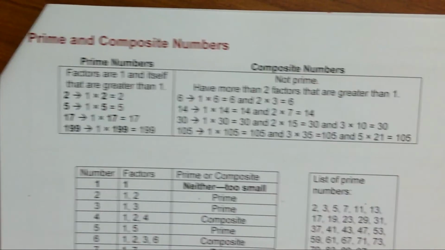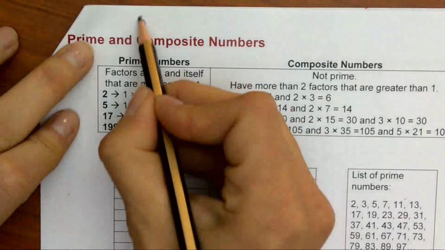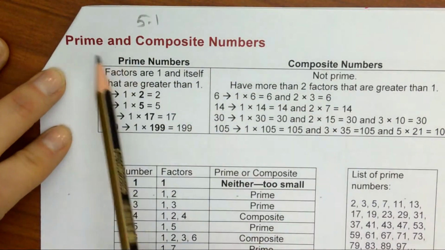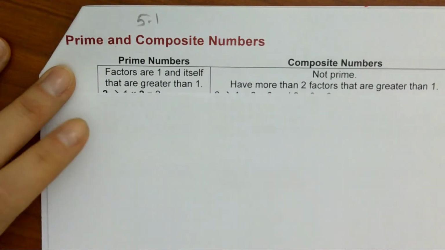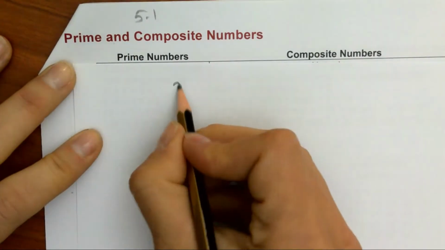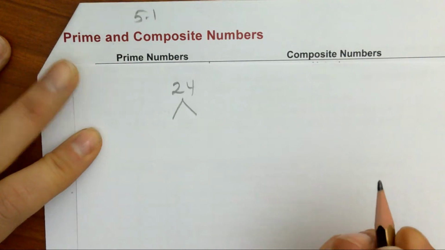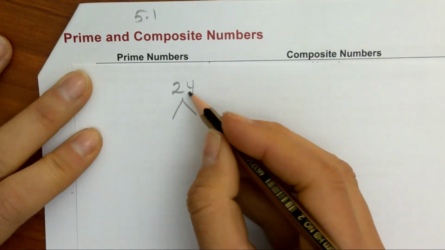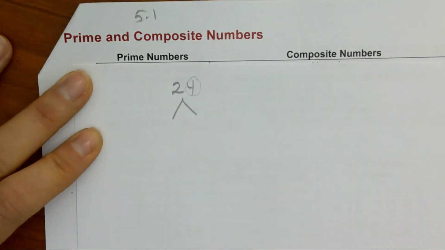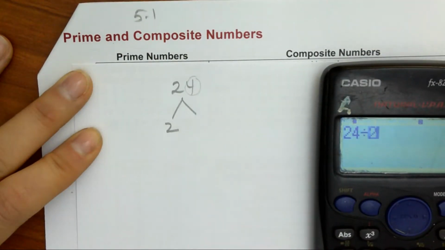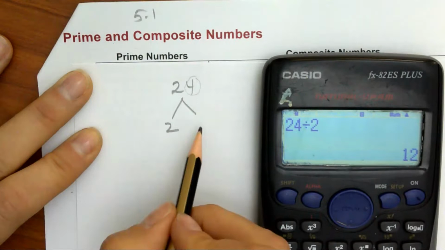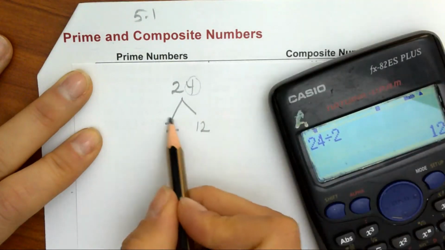Okay, so we're still doing 5.1, and we're doing prime and composite numbers. So if you remember, if I have 24, can I make 24 smaller? Well, 24 is even, so I can divide it by 2. 24 divided by 2 is 12. So this cannot get any smaller.